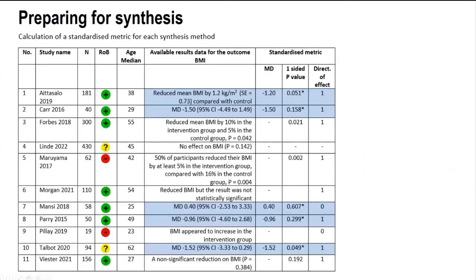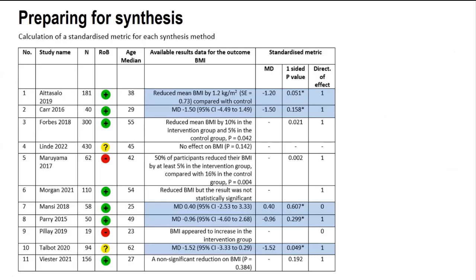So in chapter 9 of the handbook, it's about preparing for synthesis. And one of the first key steps in doing that is to actually think about what information is available to use for meta-analysis and for other synthesis methods.